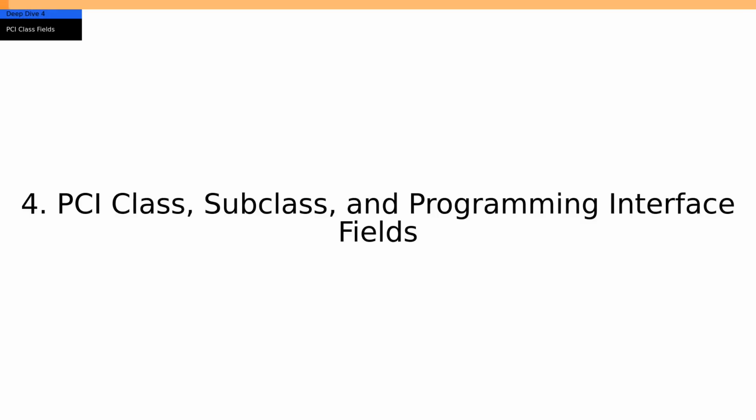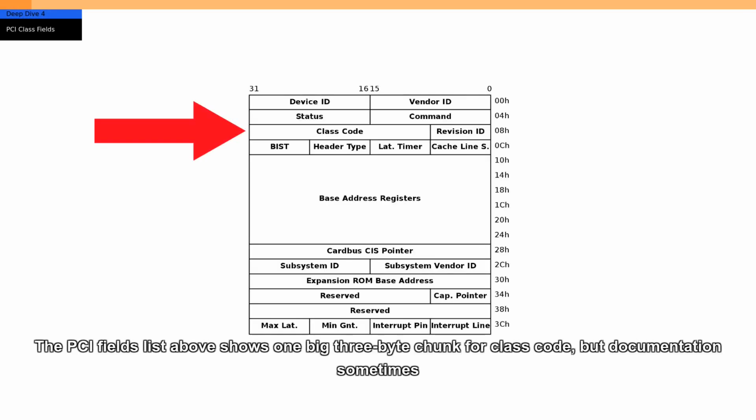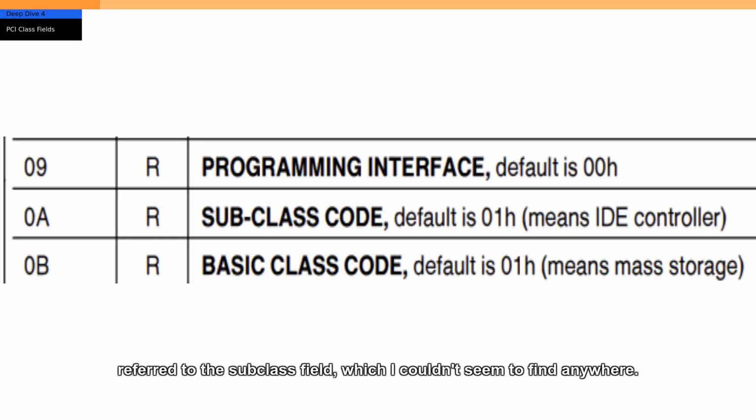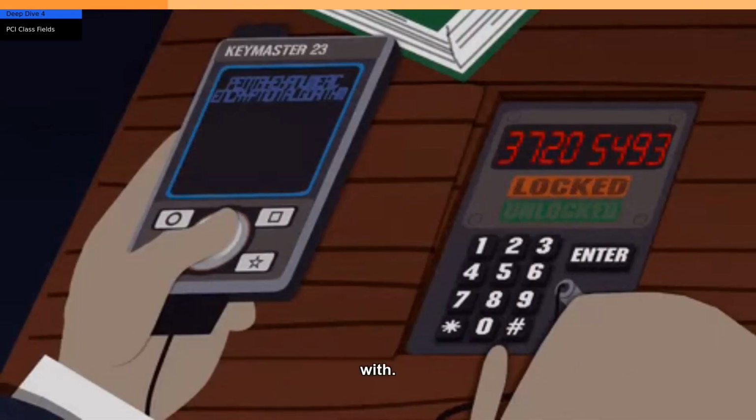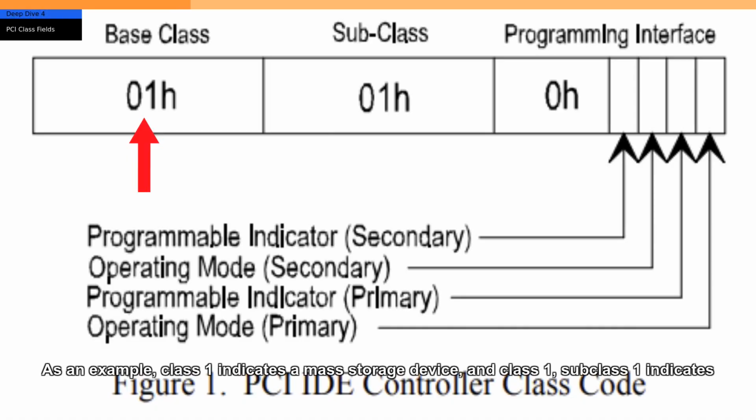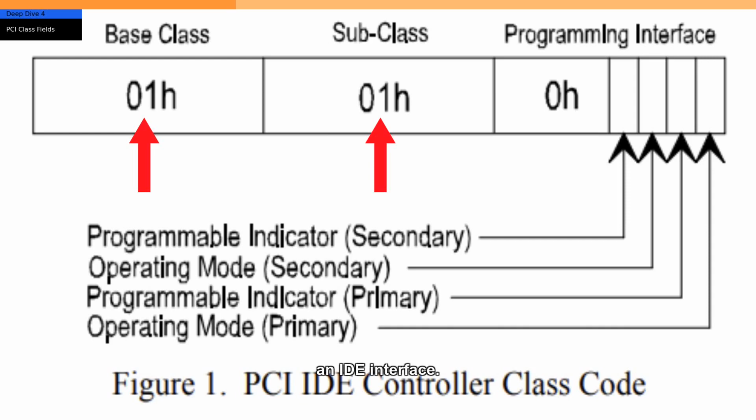accurate. PCI base class, subclass, and programming interfaces. The PCI fields listed above show one big 3-byte chunk for class code, but documentation sometimes referred to the subclass field, which I couldn't seem to find anywhere. However, it did seem to be a powerful way to tell what type of device you were dealing with. As an example, class 1 indicates a mass storage device, and class 1 subclass 1 indicates an IDE interface.